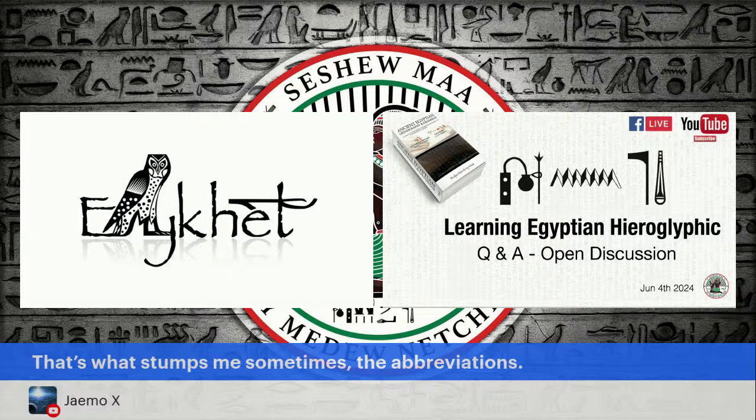Jemo X says that's what stumps me sometimes, the abbreviation. So yeah. And all of this comes over time. Once you start getting used to it and you put time into it and you start transliterating text, you get used to things. You'll recognize even the very word unk, like the popular phrase people use, Uncle Jasaneb, that is usually written with just 3 glyphs: the unk, the drill, and the folded cloth.